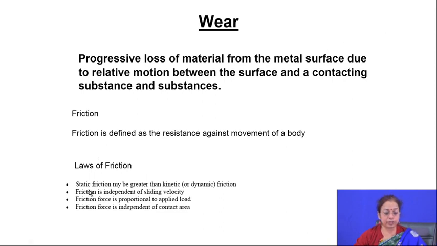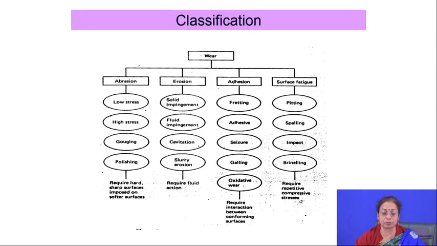Now, there are several laws of friction, which are the basics taught at the +2 level. The static friction is always greater than the dynamic friction. Friction is independent of the sliding velocity. Friction force is proportional to the applied load and it is independent of the contact area. Friction is very much dependent on the combination of materials, and to some extent on the applied load, but the coefficient is not dependent on the load, because it is a ratio between the friction force and the applied load.